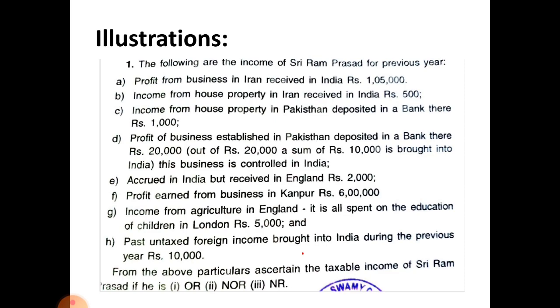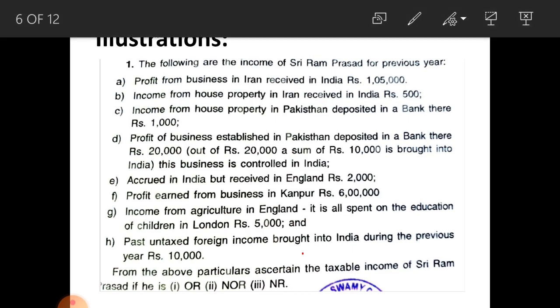Once again go through those points, and now let us solve the problems. See the first problem. The following are the income of Sri Ram Prasad for the previous year. See the particulars one by one. Profit from business in Iran received in India, rupees 1,05,000.